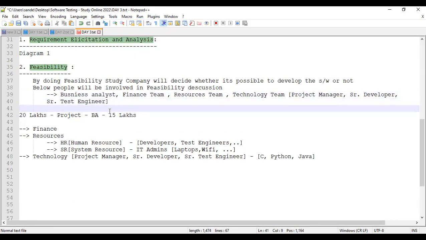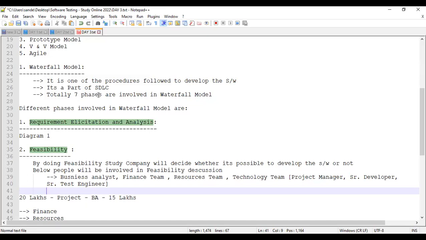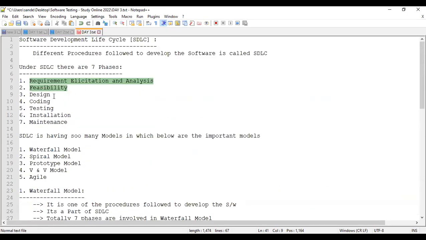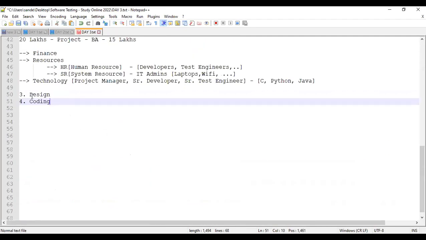Okay, great. Now, sir, what is the next phase, sir? Next phase I will explain. If you just ask me what is the next phase, I can just tell the next phase happens to be design phase. See here. I'll just tell design phase. After requirement elicitation analysis, after feasibility, the next phase happens to be design phase. After design phase, coding phase. Let me just copy this. Let me just paste it here.